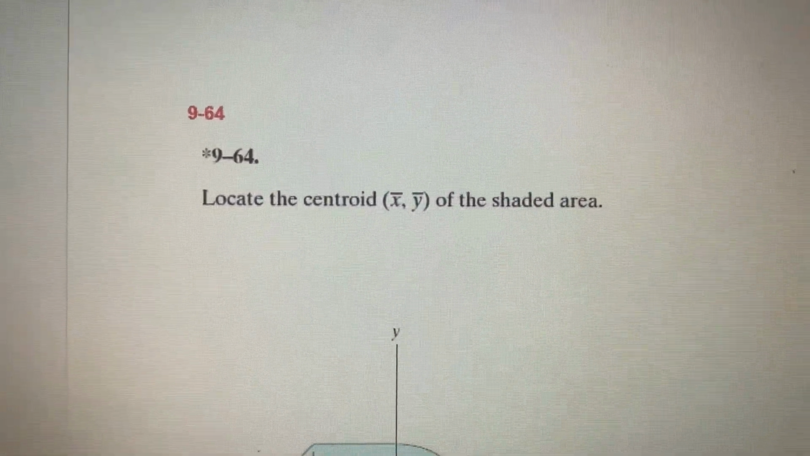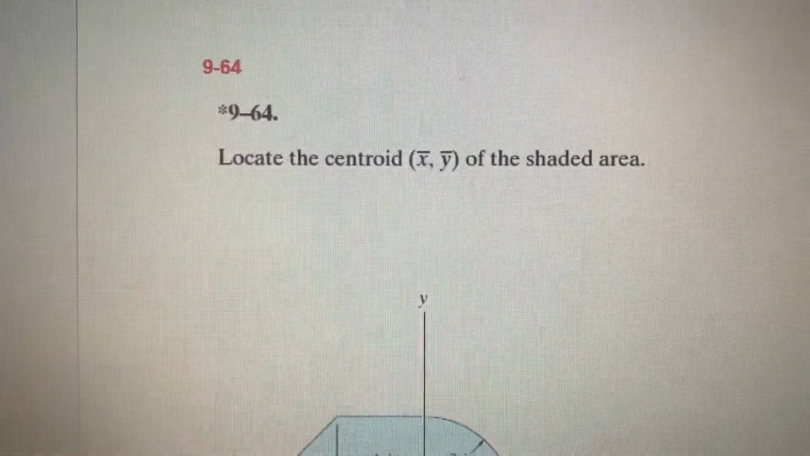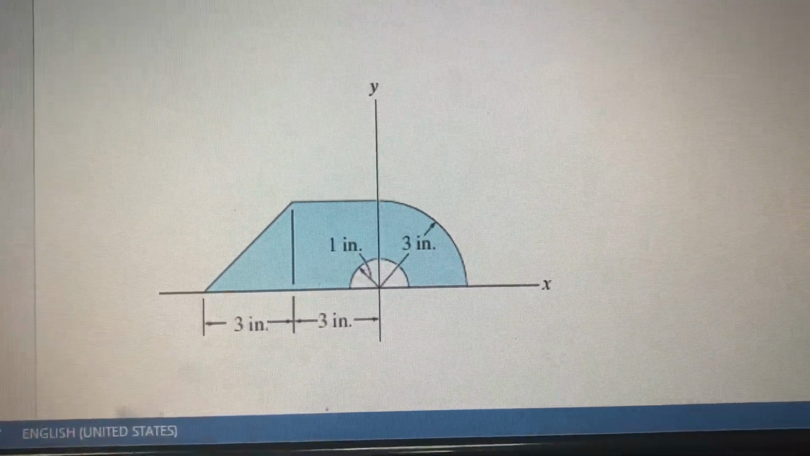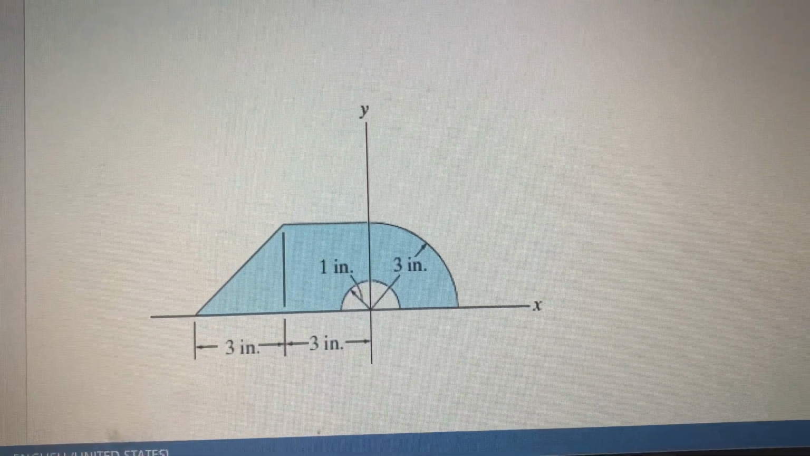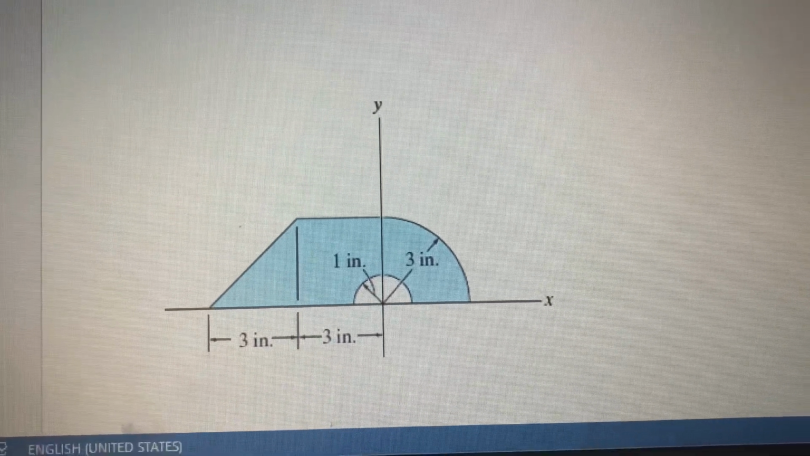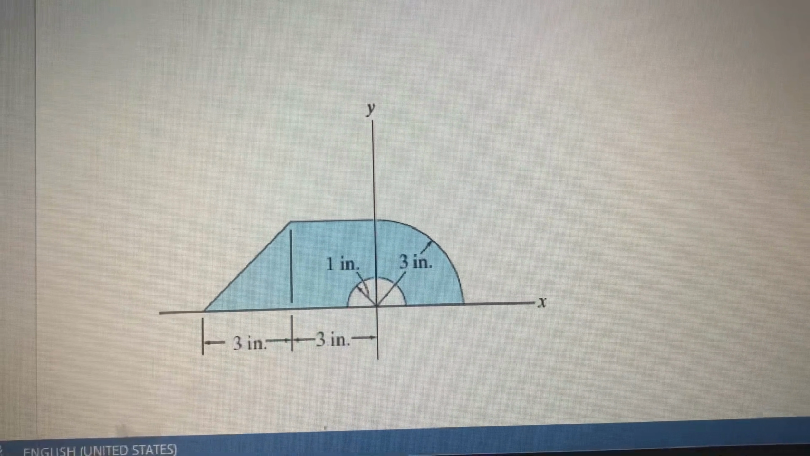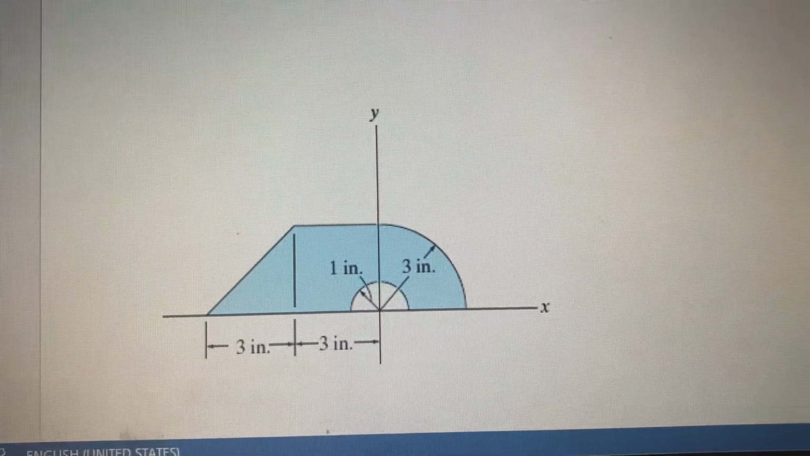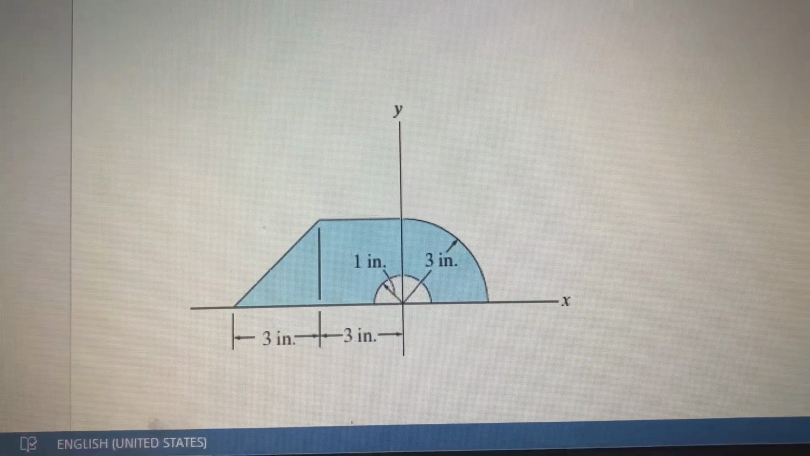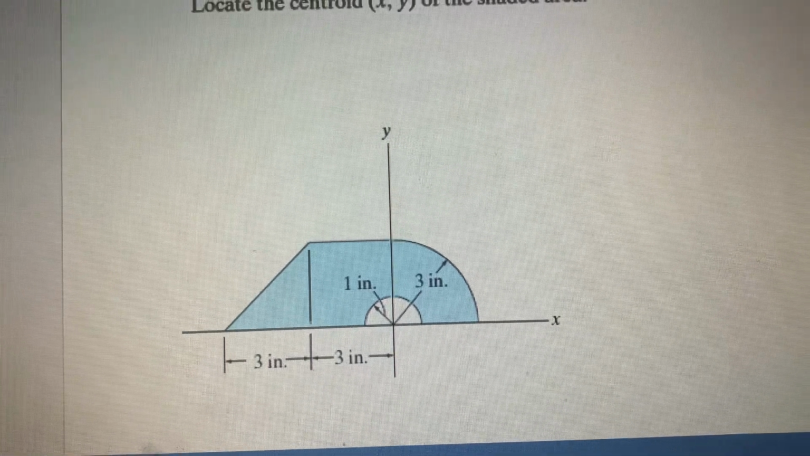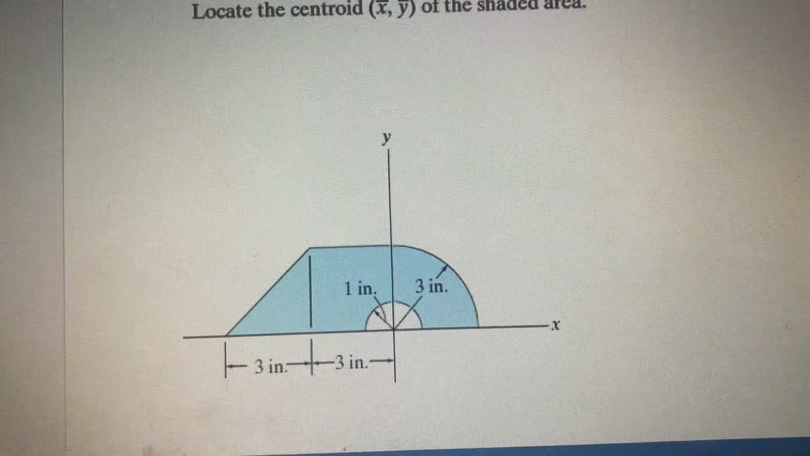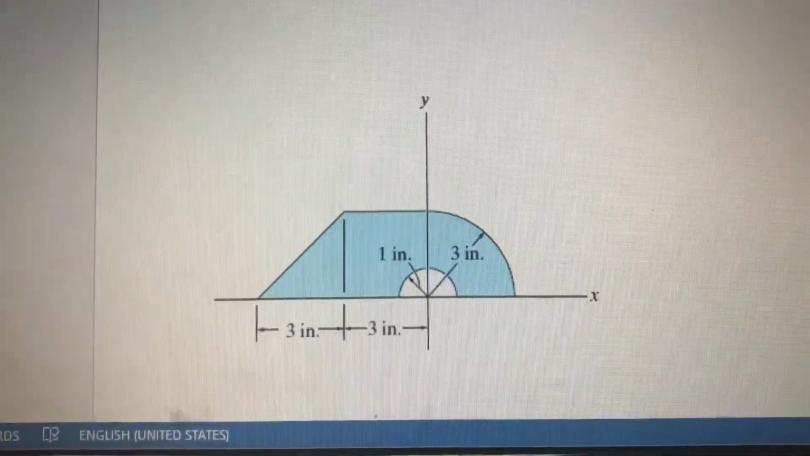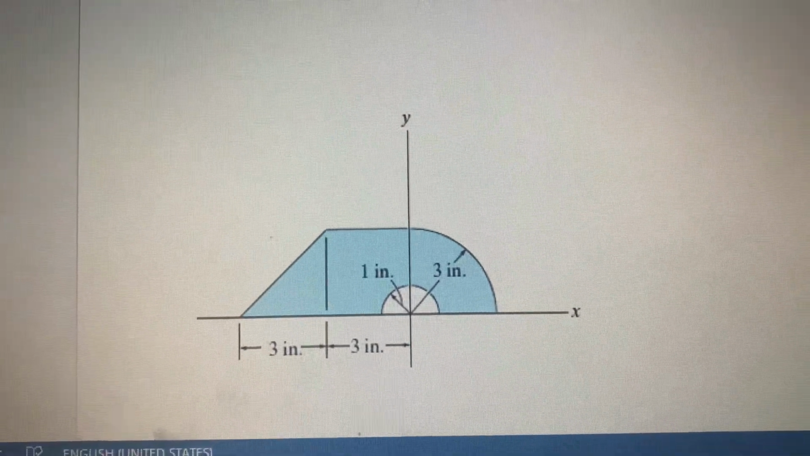Locate the centroid x bar, y bar for the shaded area. So let's look at this and try to find the centroid of this. He wants to find x bar and y bar. In the previous question, we could not find x bar because there was an image. The y-axis was in the middle, so the right side and the left side are equal, and you cannot find x bar, but you could find y bar at that location. Here you could find x bar and y bar.